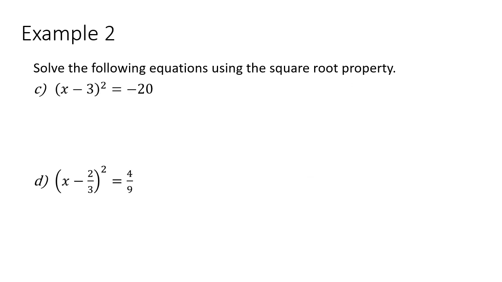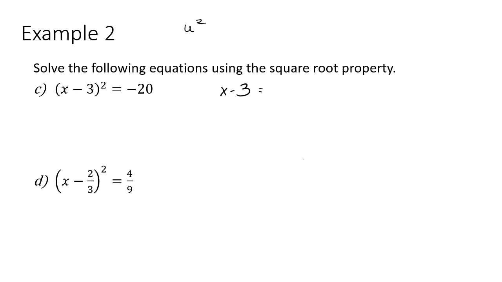To show that this works for expressions beyond just x squared, let's do the same process for part C and D of example 2. So try pausing the video here and find the solutions to these equations. So for part C, we've already got the squared expression on the side by itself, so we can go straight into taking the square root of both sides. And so on the left-hand side, the square root would just cancel out the square, and we would be left with just the x minus 3.